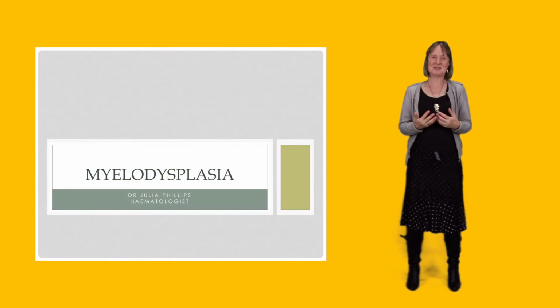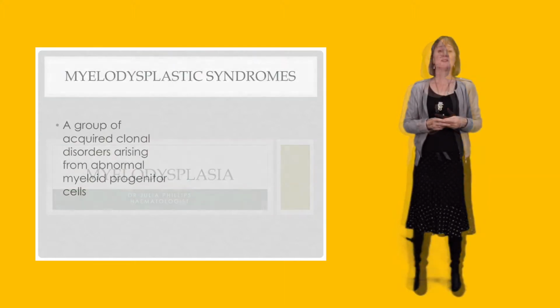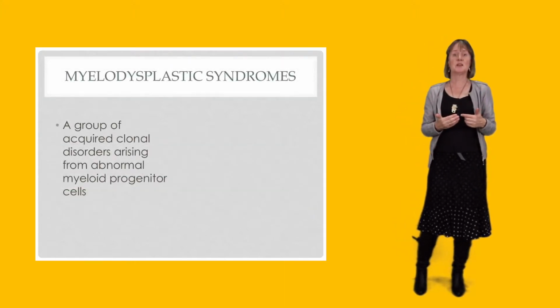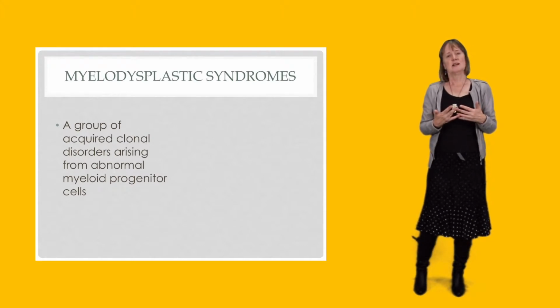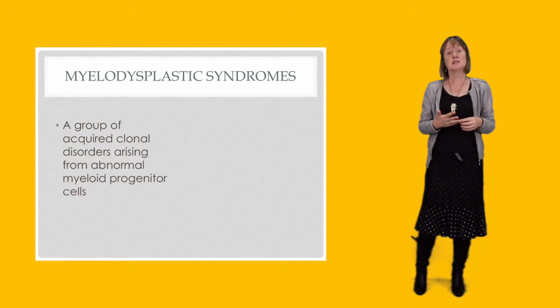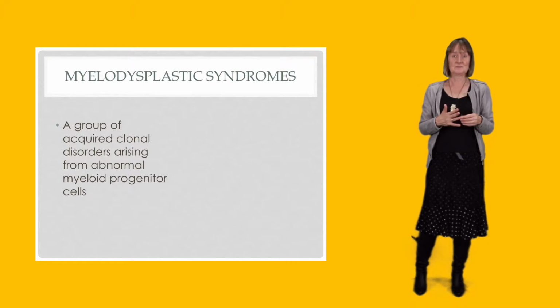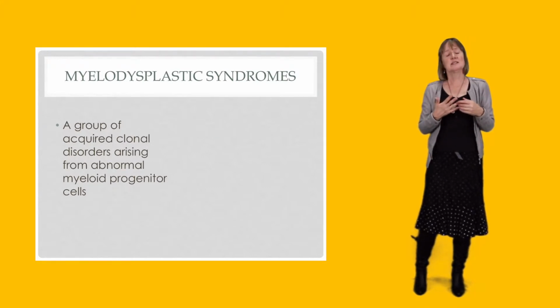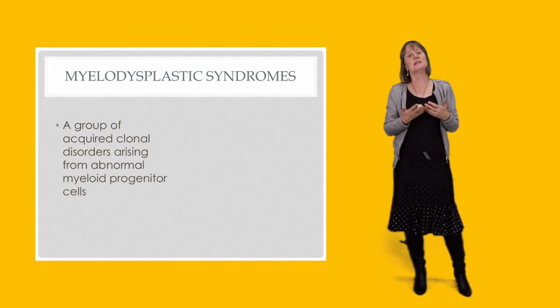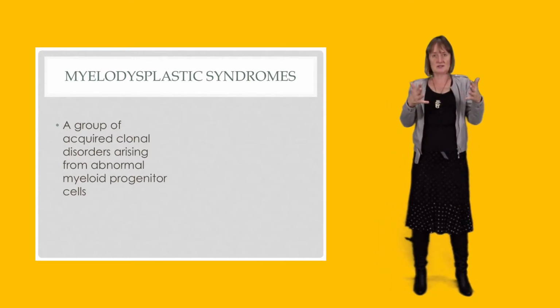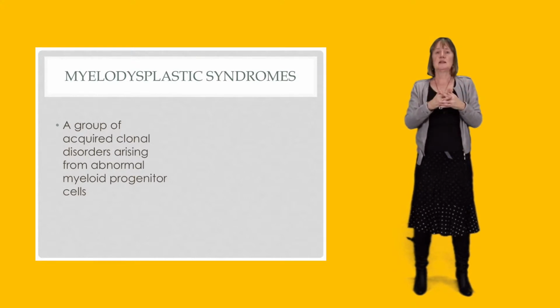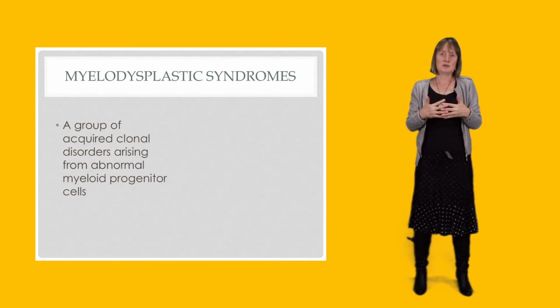So now we're going to talk about myelodysplasia, one of the myeloid hematological malignancies. As with all the hematological malignancies, we're talking about a clonal expansion, a clonal disorder, and an acquired disorder. And because it's a myeloid lineage disorder, myelodysplasia arises from a myeloid progenitor cell. The other thing I need to emphasize about myelodysplasia is that this really is a group of similar disorders, and it's quite a heterogeneous group.